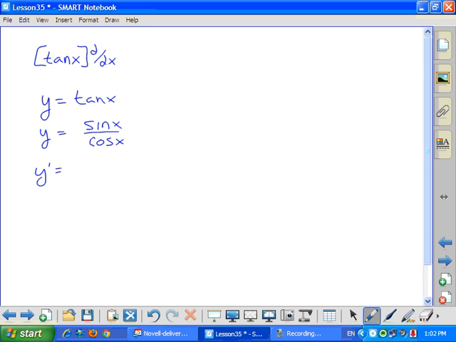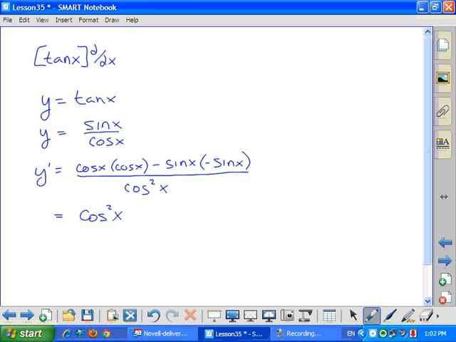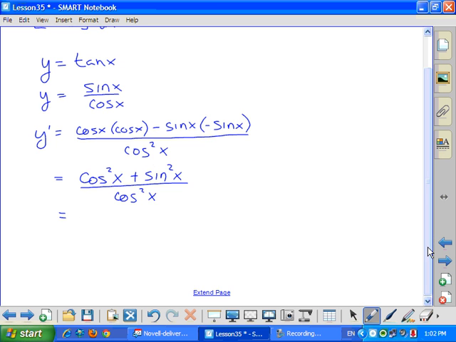So y prime, using the quotient rule, is the derivative of the first term, so the derivative of sine is cos, multiplied by the denominator, minus the first function multiplied by the derivative of the bottom function, all over the bottom function squared. Cleaning up the numerator, cos squared x plus sine squared x over cos squared x. So we end up with, from trig identities, 1 over cos squared x. And we always write it as secant squared x. Then you don't have to worry about the fraction.